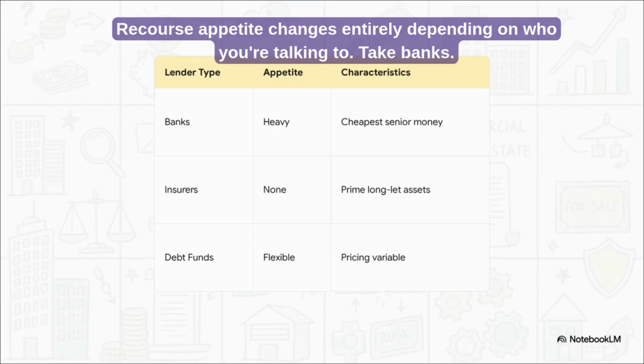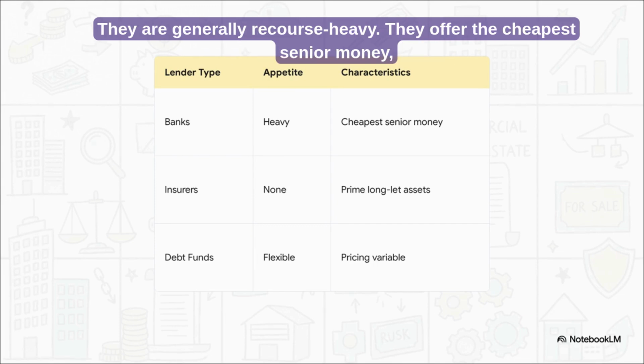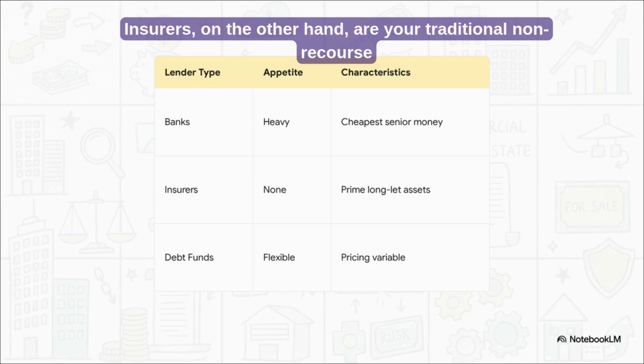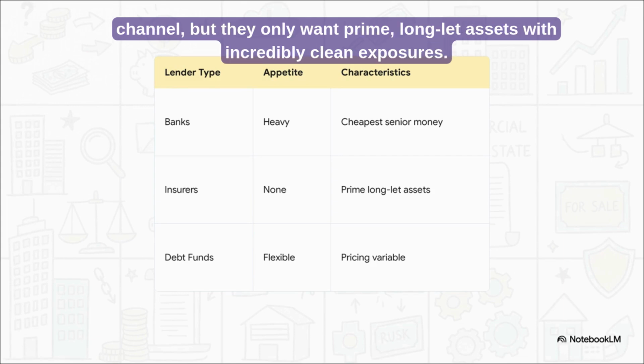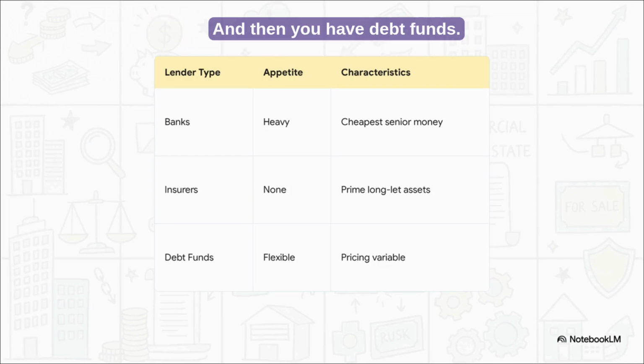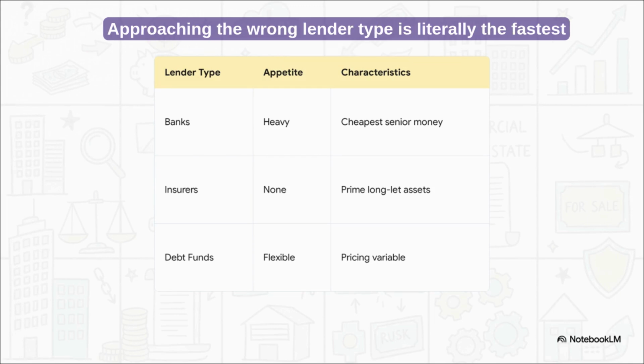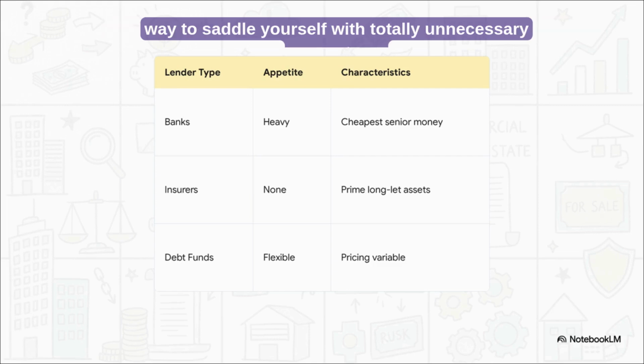Recourse appetite changes entirely depending on who you're talking to. Take banks. They are generally recourse heavy. They offer the cheapest senior money, but they almost always require partial guarantees. Insurers, on the other hand, are your traditional non-recourse channel, but they only want prime, long-let assets with incredibly clean exposures. And then you have debt funds. They are highly flexible and actually treat recourse as a pricing variable. Approaching the wrong lender type is literally the fastest way to saddle yourself with totally unnecessary guarantees.